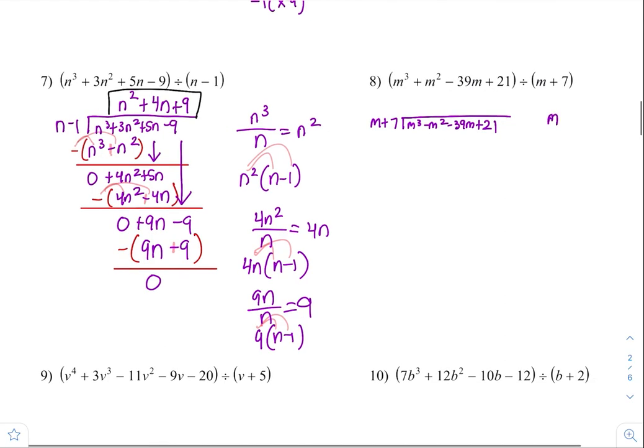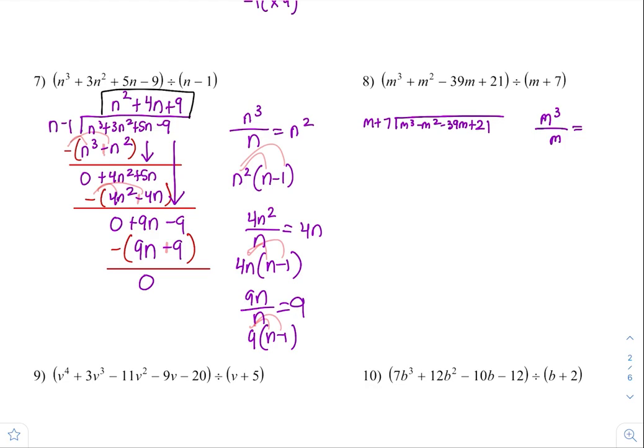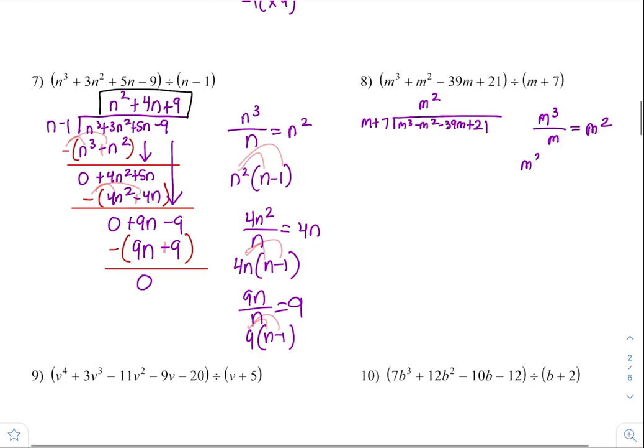m to the third divided by the highest degree on the outside polynomial, which is m. m to the third divided by m, you guys, is m to the second. So this is m to the second. We're going to distribute m to the second to the outside polynomial, which is m plus 7. So m to the second times m, you guys, is m to the third. m to the second times 7 is plus 7m squared.